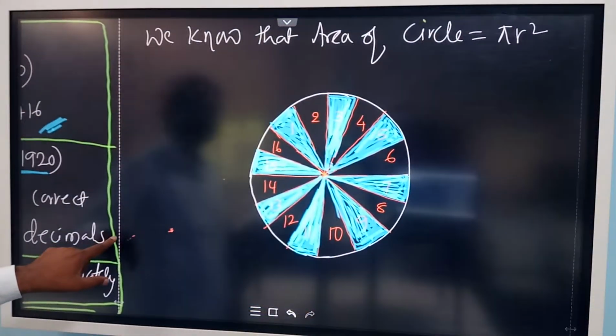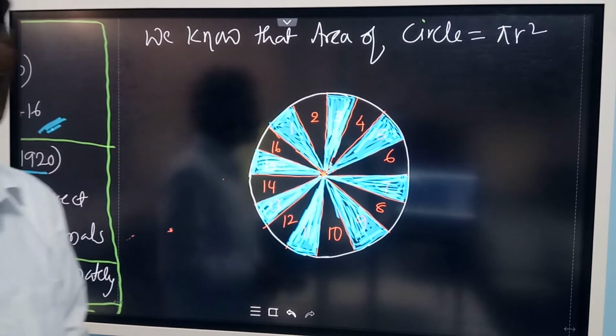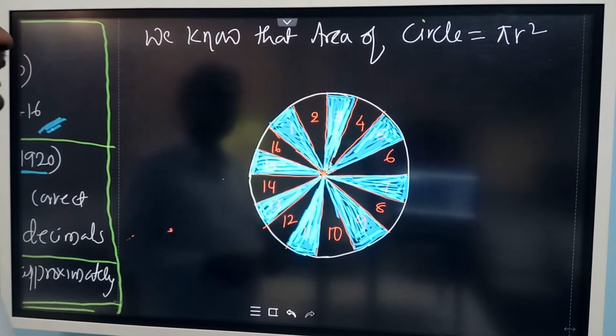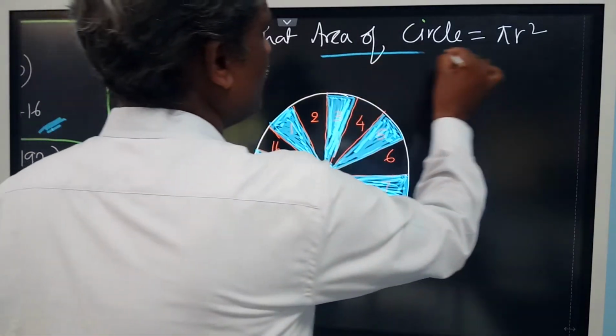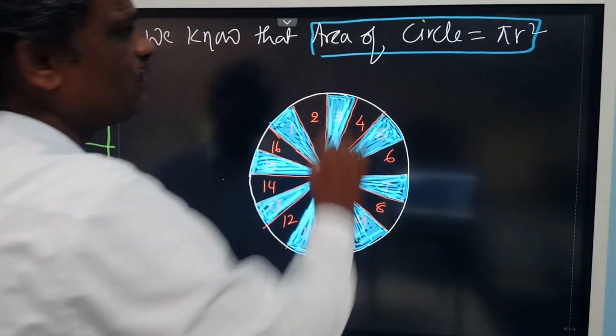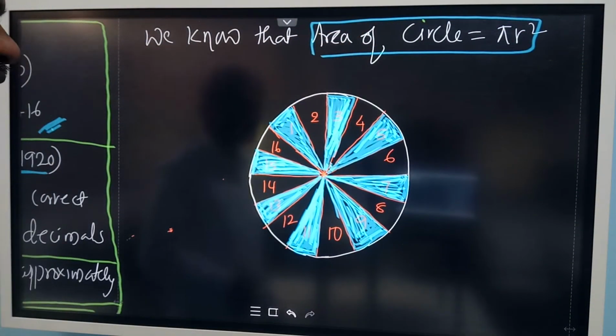Now look at this. Let us see how to find the area of the circle. You know the formula already. We apply the formula pi r square. Area of circle is equal to pi r square.